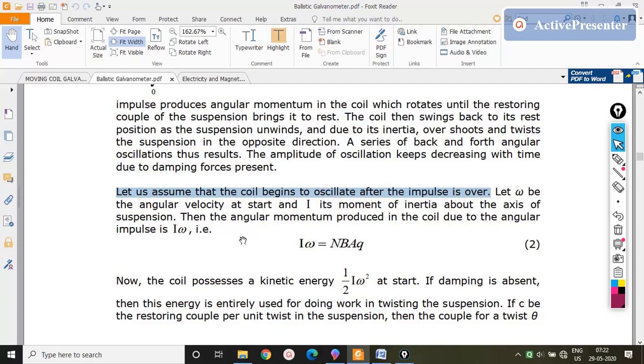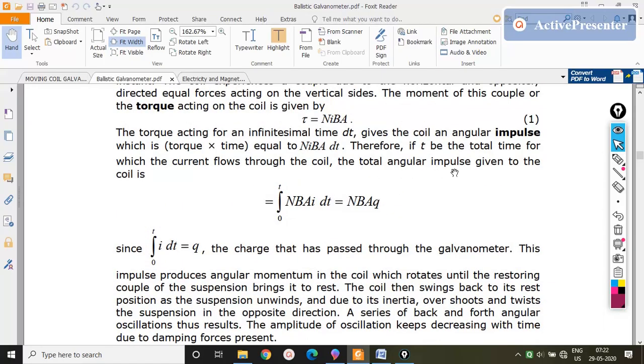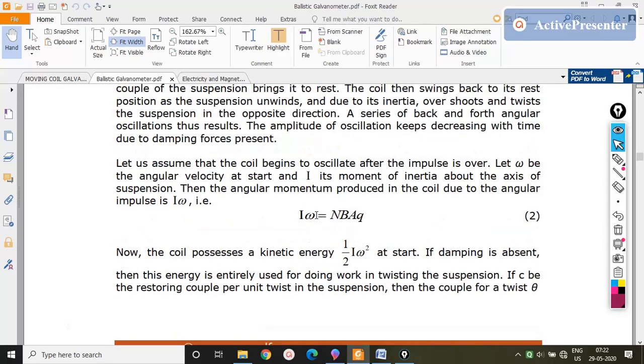So I is the moment of inertia multiplied by omega, which is your angular velocity at the start of the oscillatory motion. This I omega, which is the angular momentum produced due to the angular impulse, I equate to the total angular impulse. So the total angular impulse is NBAQ, and that equals I omega. How can I equate? You know that impulse is equal to F into t. Here, impulse is the change in angular momentum. So NBAQ is the change in angular momentum, and that is equated to I omega. That is your angular momentum.